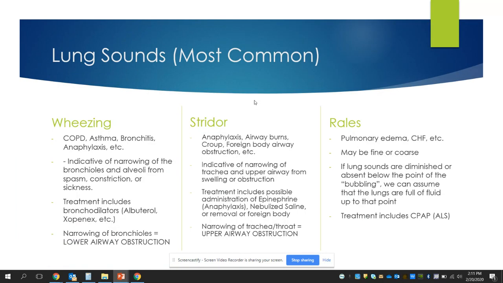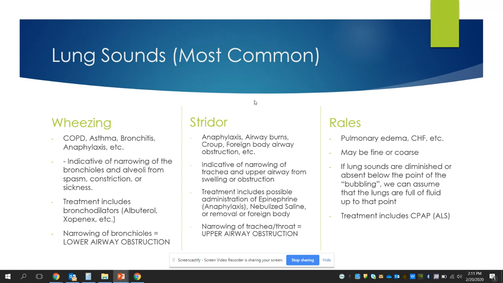With lung sounds, these are just a few of the most common. So when you're listening to a person breathe normally, you should hear air moving in and out of the lungs. Now, you're not going to hear any drastic sounds. It's a very quiet movement, but you should hear something. If you hear absolutely nothing, then that's bad too. That's a silent chest, so we should hear something. But these are some of the most common abnormal findings, and that's wheezing, stridor, and rales.